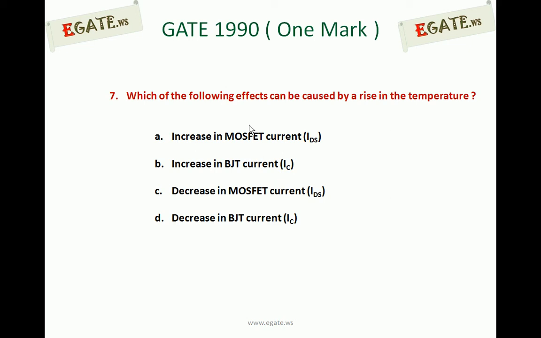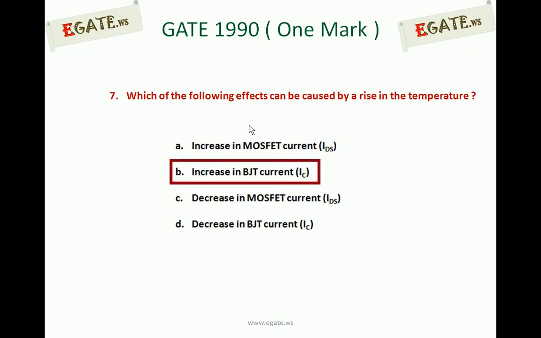If the temperature increases, which out of these four options will be right? The correct answer for this one is increase in BJT current. BJT current will be increased. We will see the details now.